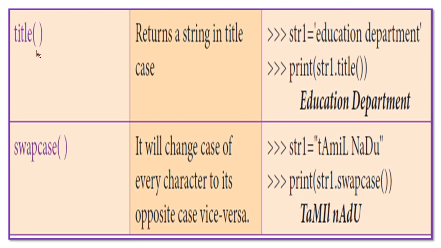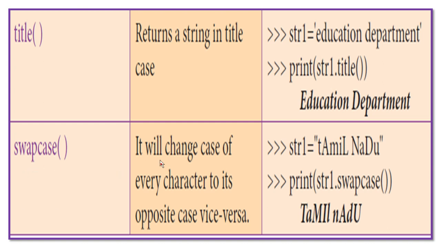Next functions, title and swapcase. Title returns a string in title case. For example, str1 equal to education department. In the string there are 2 words. First one is education, second one is department. str1.title turns the first letter of each word into a capital letter. Here E, the first letter of education, turns into capital E. The first letter of the word department is D. It turns into capital D. So title returns a string in title case.